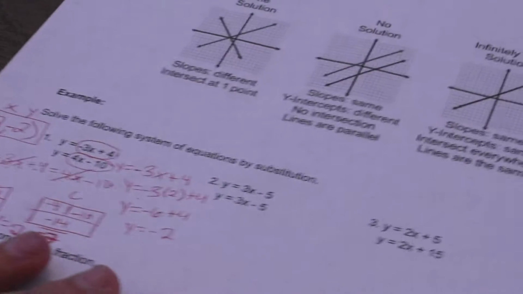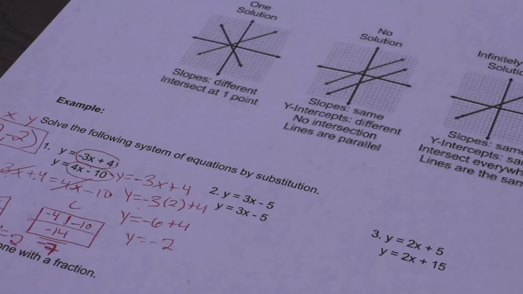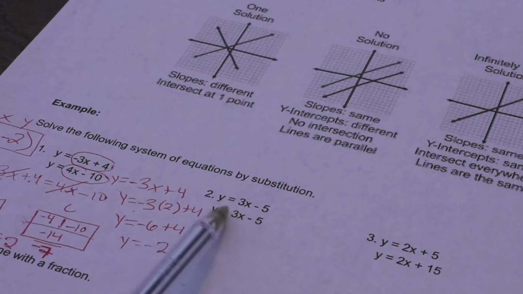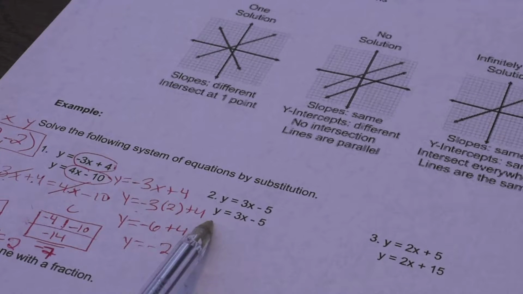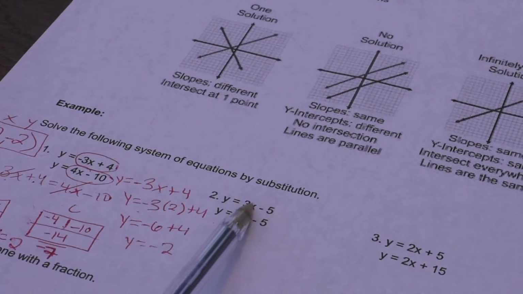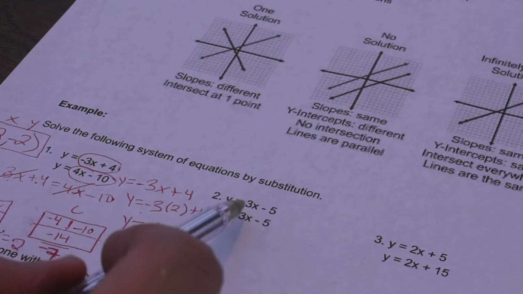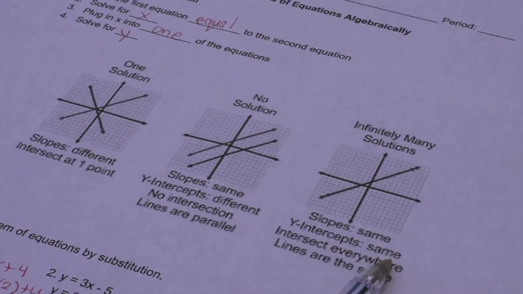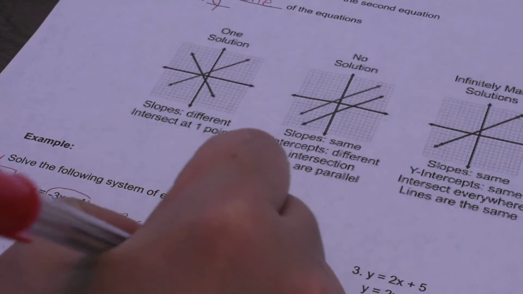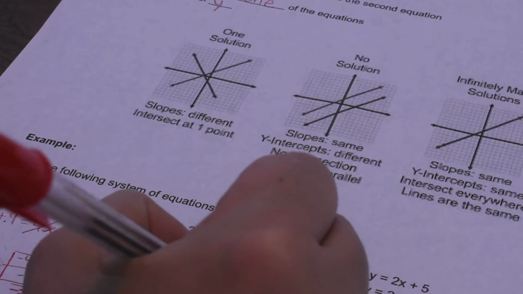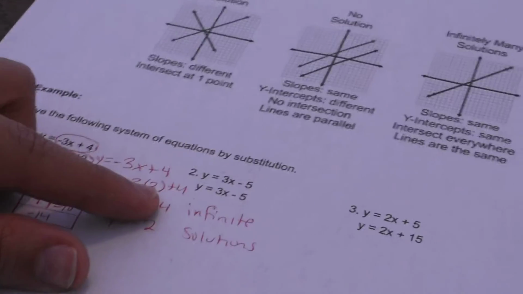All right? So let's look at number 2. Number 2 and number 3 I could solve for, but if I remember my rules, I don't have to solve for anything. So y equals 3x minus 5 and y equals 3x minus 5. The slopes are the same. The y-intercepts are the same. So m is 3, b is negative 5. And if it has the same slope and the same y-intercept, it's infinite solutions. So I can write infinite solutions as my answer to number 2.